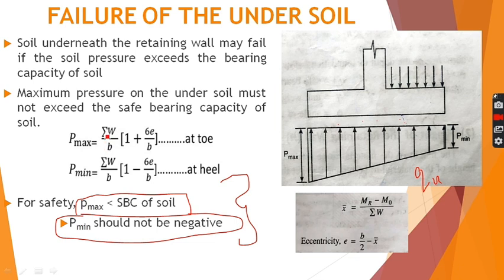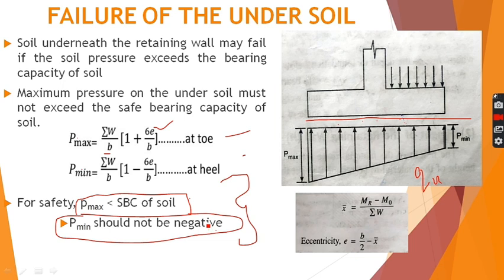So the expressions for these are these two, where summation W is the weight of all the forces acting on the retaining wall, and B is the width of the base slab, and E is the eccentricity of the resultant load, which is given by this formula B by 2 minus X bar, where X bar is (MR minus M naught) divided by summation W. MR is the restoring moment, M naught is the overturning moment, and summation W is the summation of all vertical downward forces. So you calculate P max and P minimum and apply both these checks.